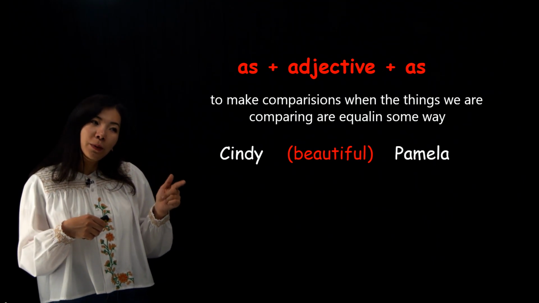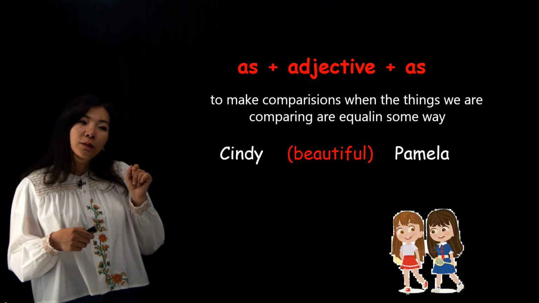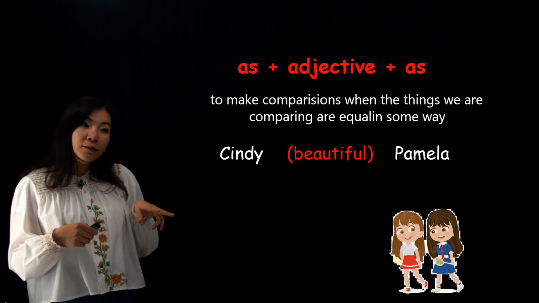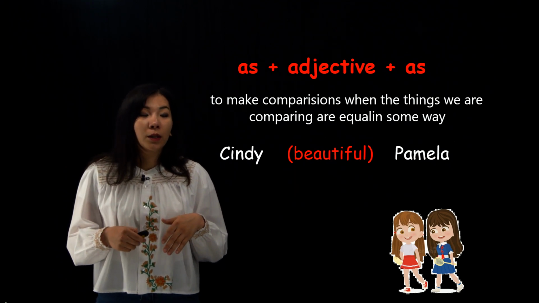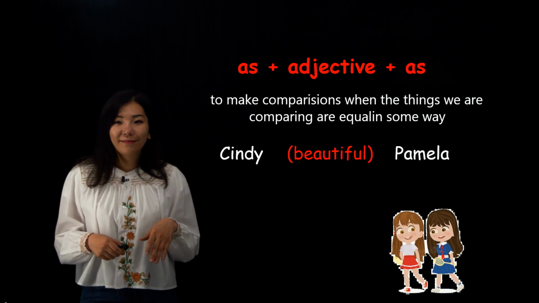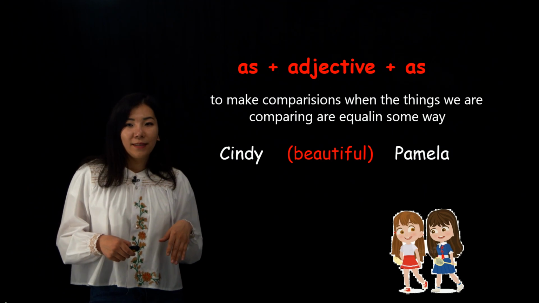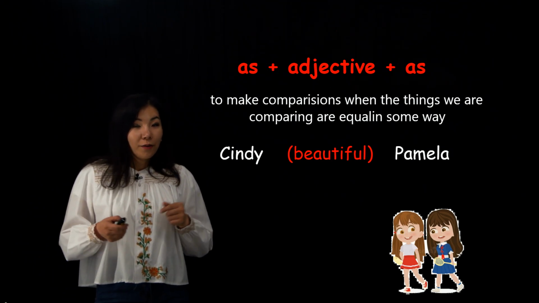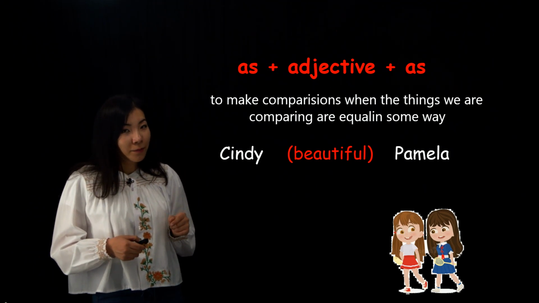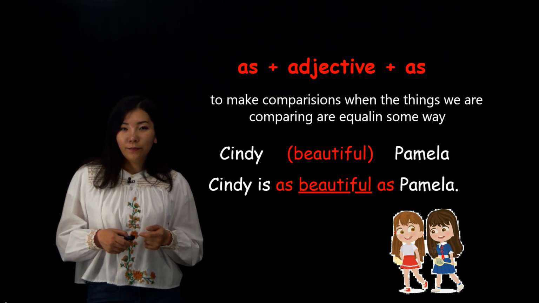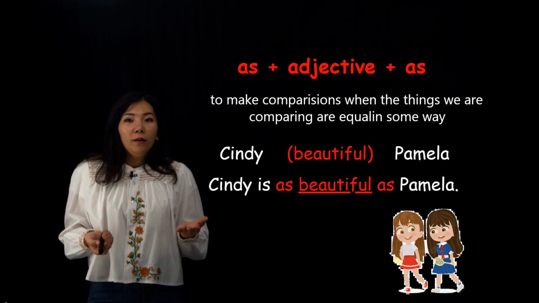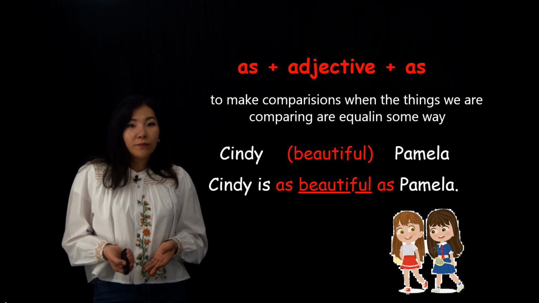Cindy, beautiful, Pamela. So you need to say that these 2 girls are equally beautiful. All right. So it's going to be: Cindy is as beautiful as Pamela. So they are both equally beautiful.